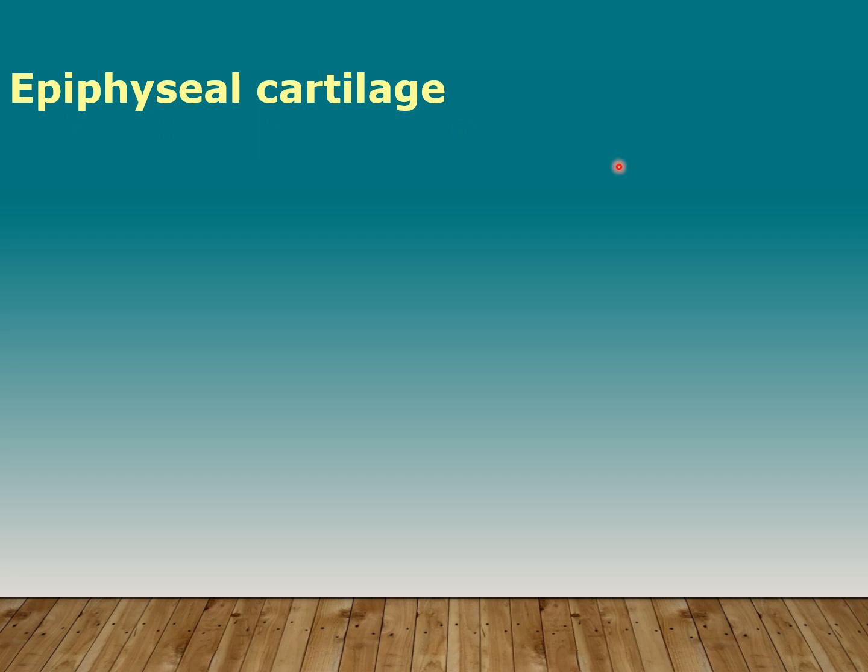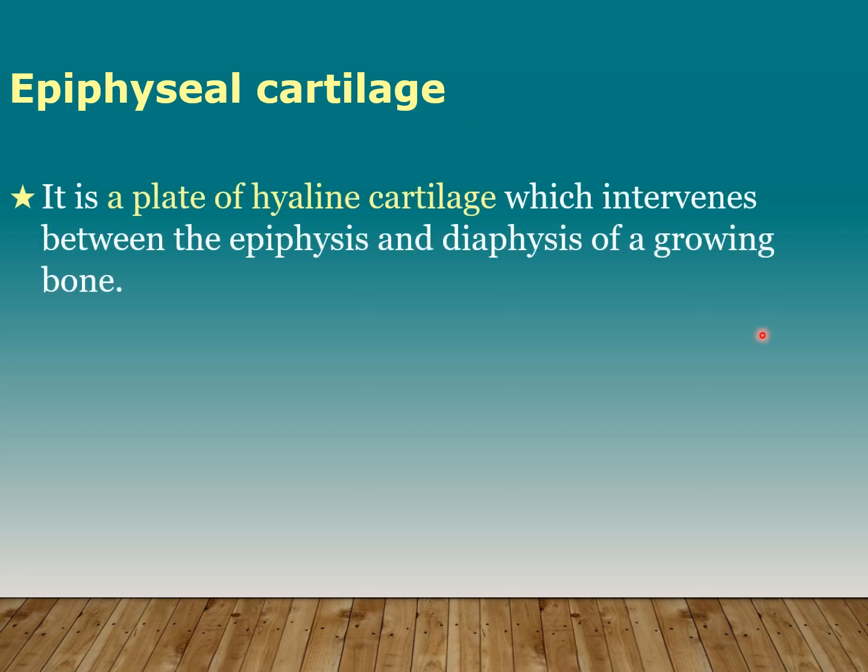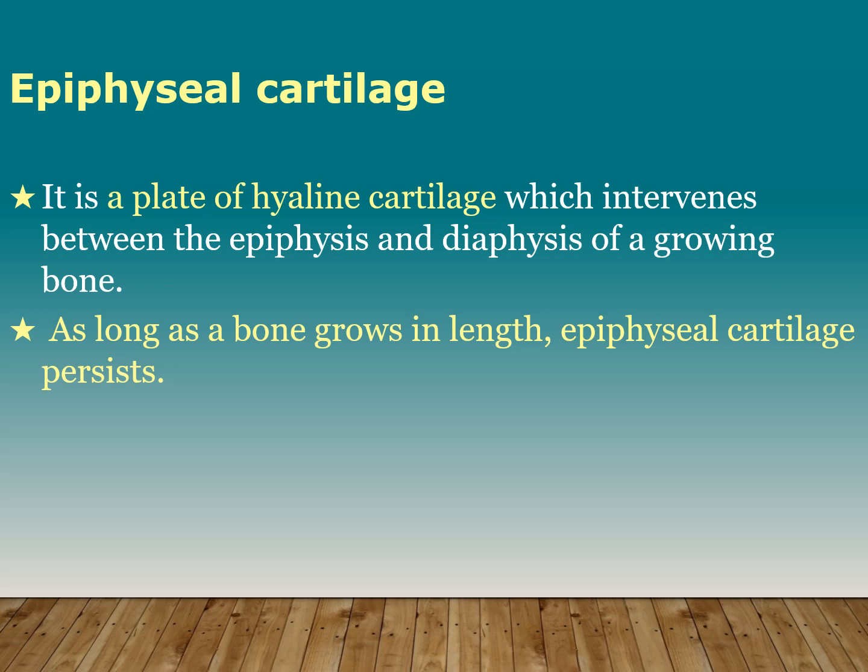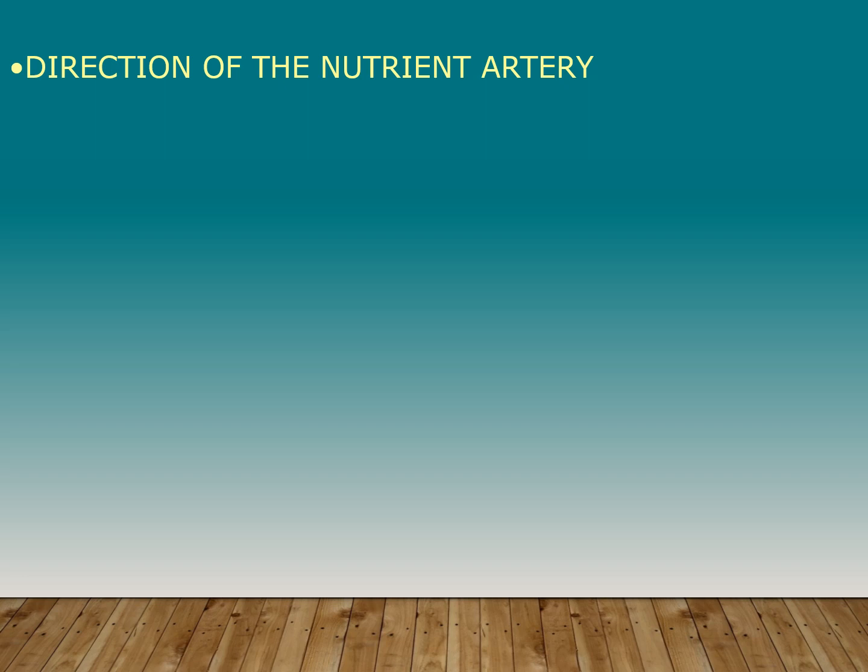Now what is epiphyseal cartilage? Epiphyseal cartilage is a plate of hyaline cartilage which intervenes between the epiphysis and diaphysis of a growing bone. As long as the bone grows, this epiphyseal cartilage persists. You should know how to identify the direction of the nutrient artery in the long bones. They are directed towards the elbow, that means towards the lower end of the humerus and upper ends of the radius and ulna, and away from the knee, that means towards the upper end of the femur and lower end of tibia and fibula.